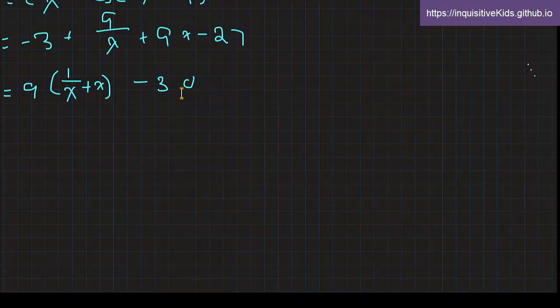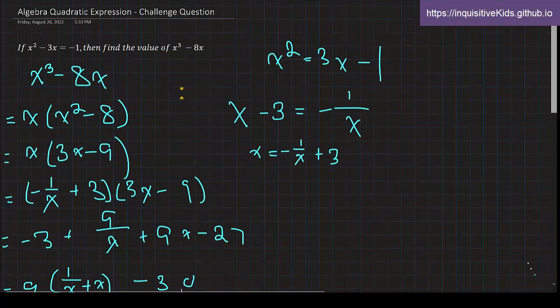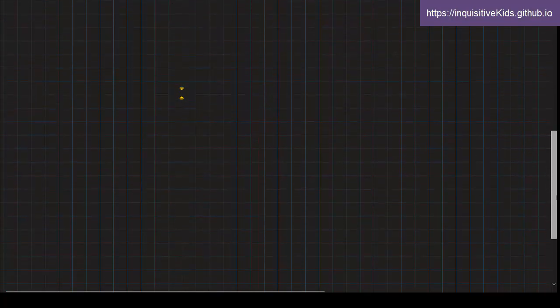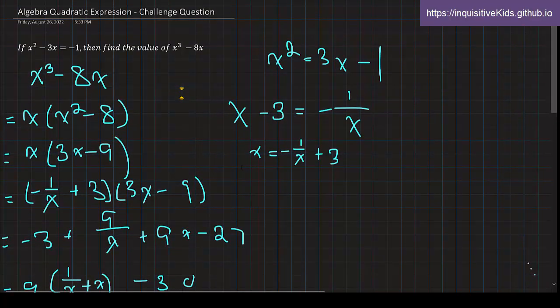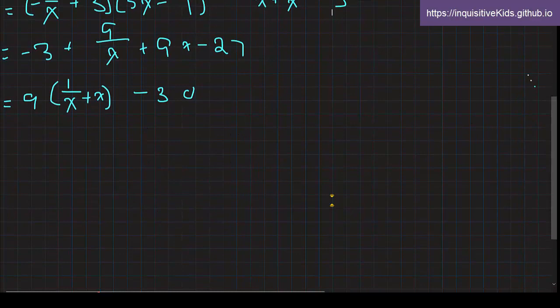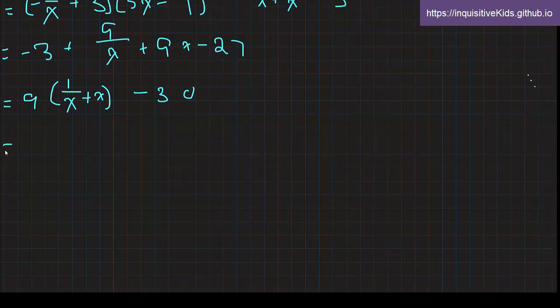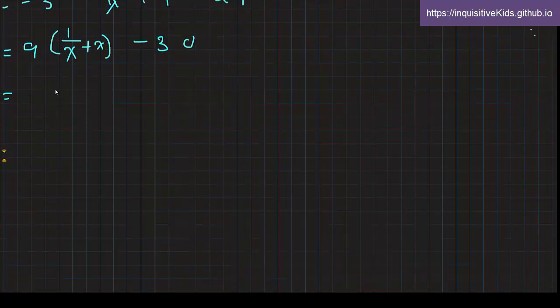And now you'll see that over here, 1 over x plus x is equal to 3, because if we change this equation up a little and we add 1 over x on both sides, x plus 1 over x is equal to 3. So now we can substitute yet again, and we get 9 times 3 minus 30. So our final answer is negative 3.